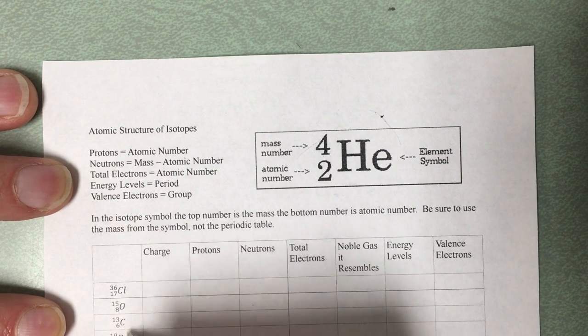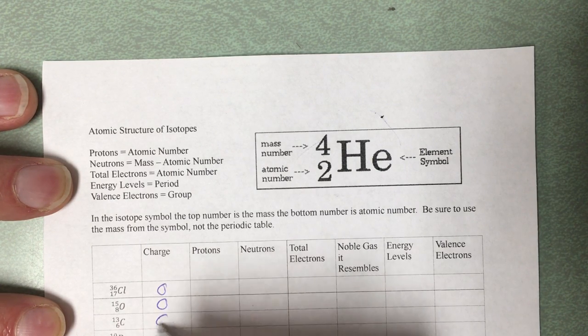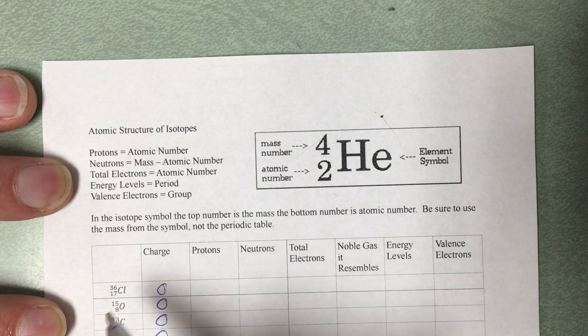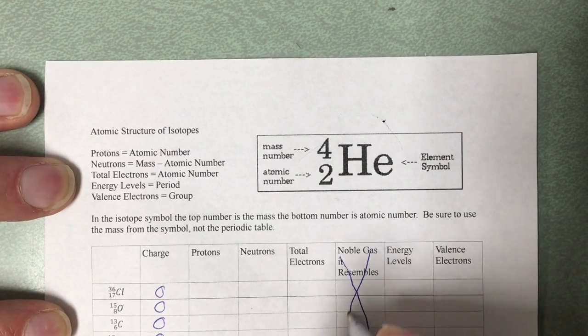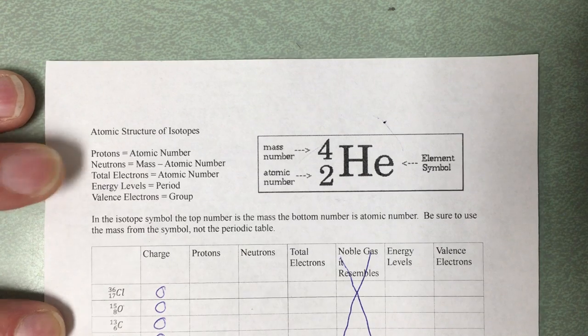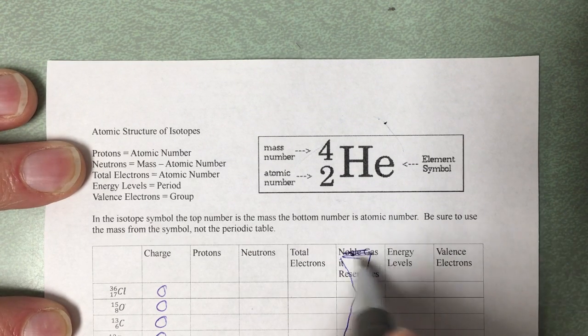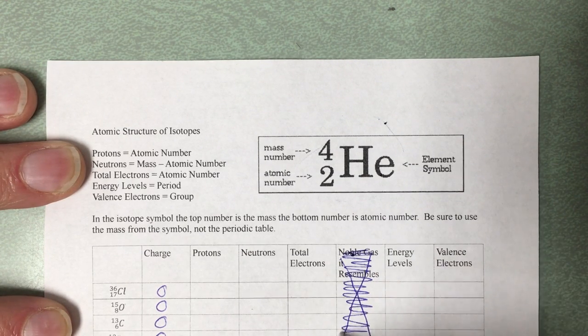These are neutral atoms, so none of these have a charge. These are not ions. There's nothing in the upper right-hand corner. So everything over here, I don't know why I have that on there. I should have taken that off. I'm sure I'm going to tell you that when we get to class. I copied and pasted. I forgot to take that column out.